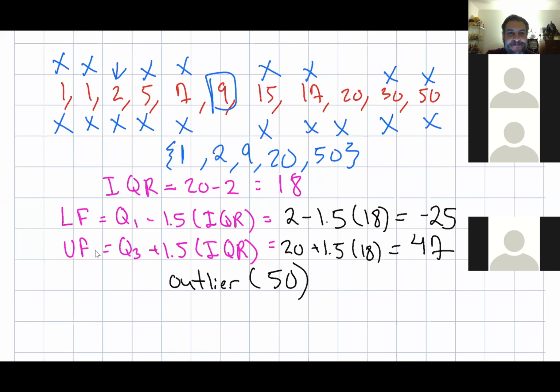Perfect. All right, sweet. Any other questions in regard to the lower fence or the upper fence? All right, let's go back to this.